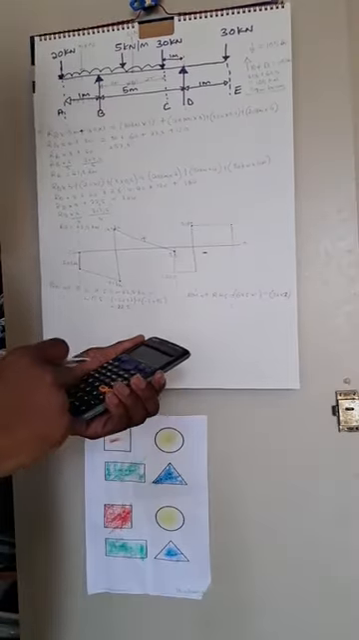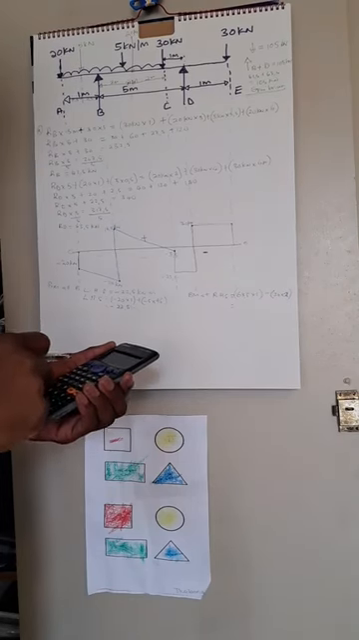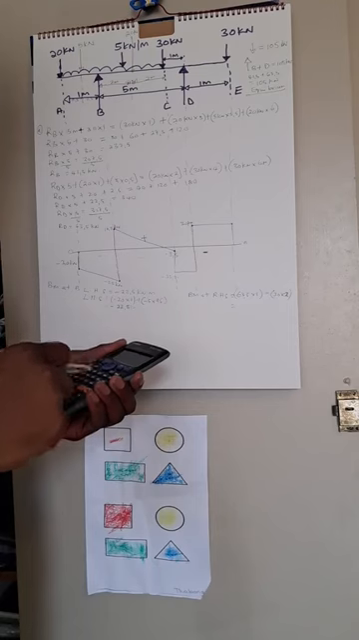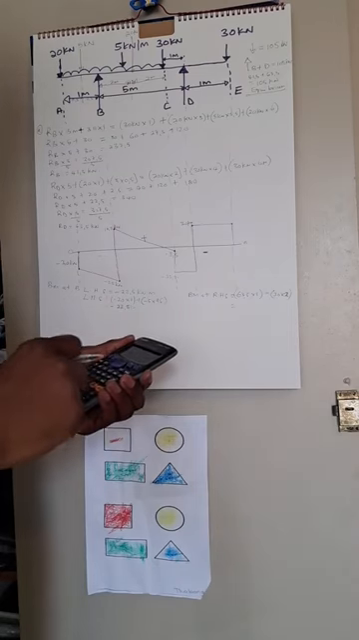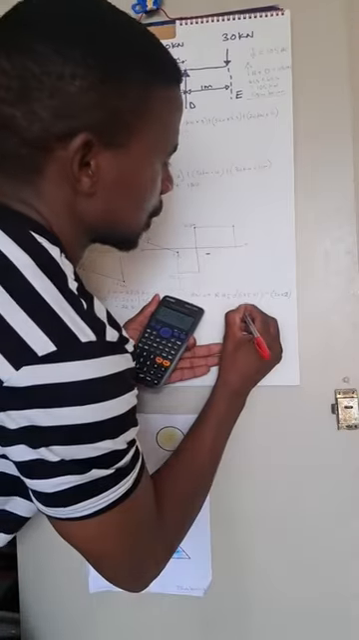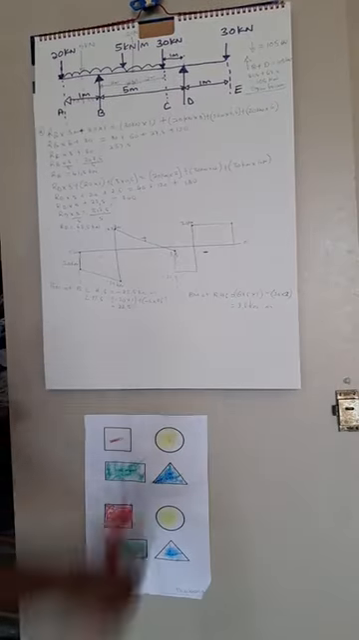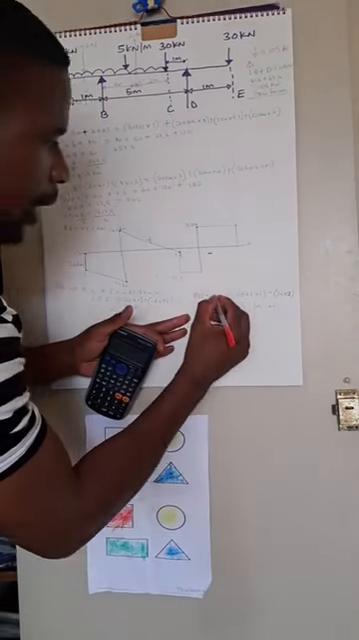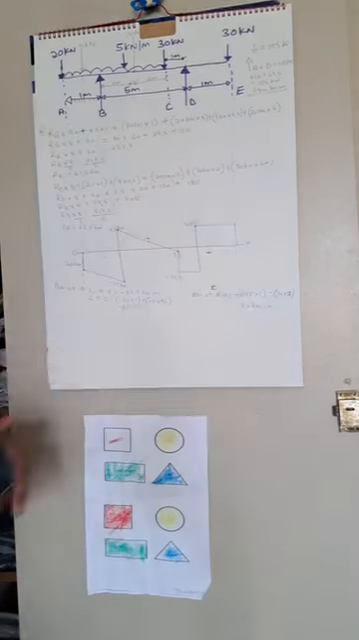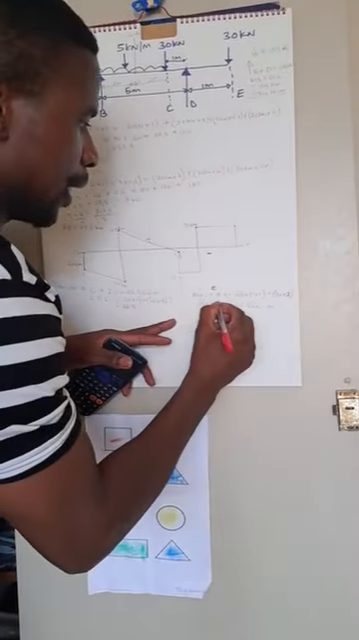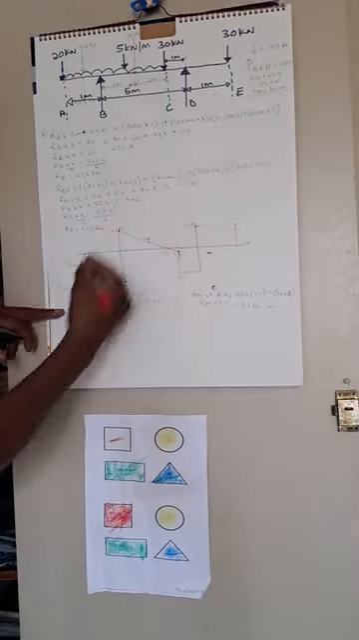So let's get our answer. We have 63.5 minus 30 times 2. I'm getting 3.5 kilonewton meter. So that's our bending moments at point C. So BM at point C is 3.5 from the right hand side.